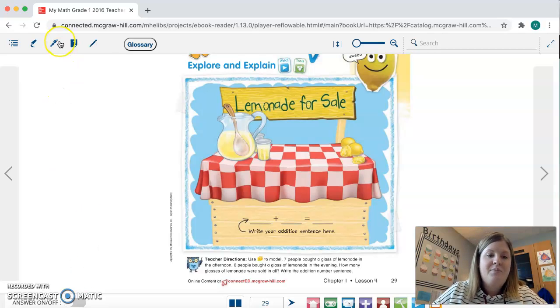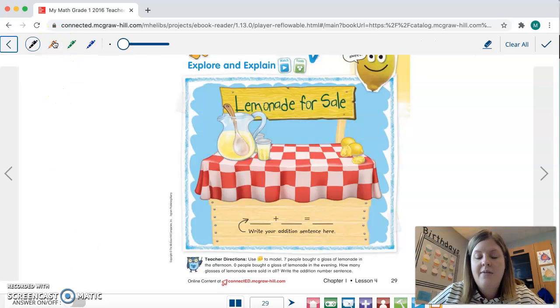All right. So it says 7 people bought a glass of lemonade in the afternoon. 0 people bought a glass of lemonade in the evening. How many glasses of lemonade were sold in all? So we have 7 plus 0. So we're going to go ahead and write a 7 on the line plus 0 equals, guess what? 7. Because did we add anything to 7? Nope, because 0 equals nothing.